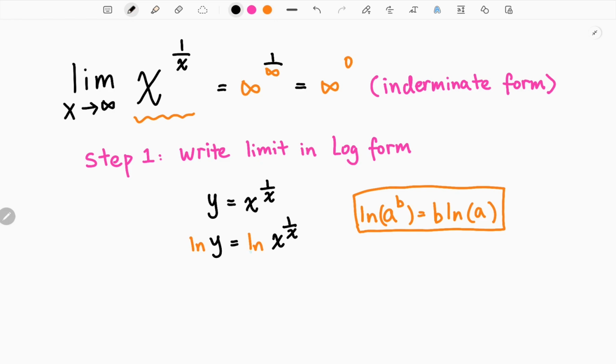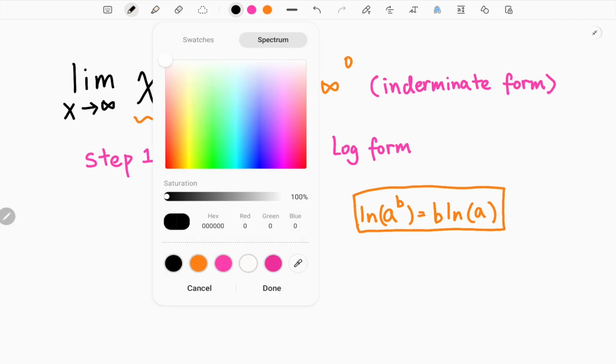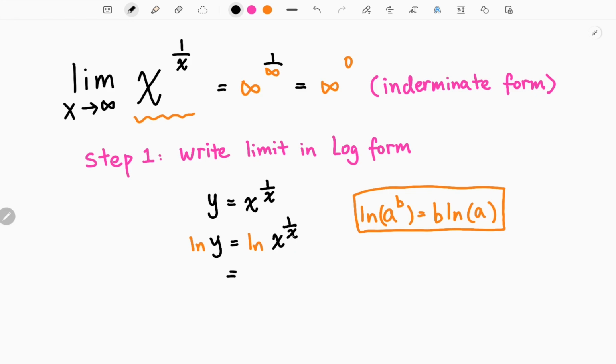And so let's rewrite the right side. 1 over x can be put in front of the natural log: 1 over x times natural log of x. Okay, so now let me just write the left and right side into one equation. We have the natural log of y is equal to 1 over x times the natural log of x.